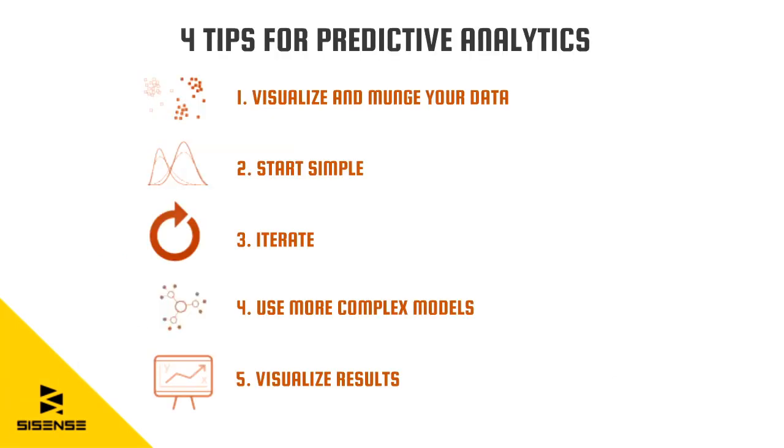So we do want to leave some time for questions, but we did want to summarize what should be 5 tips for predictive when getting started with R. These are the points that Jared mentioned that were very important to take into account for any of you looking to get started with R. The first is to be able to visualize and munge or prepare your data, to start with simple models, to iterate, so to add more variables, then work with more complex models, and again, always very important to being able to visualize and communicate those results.